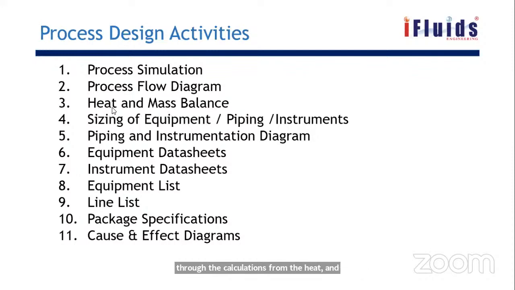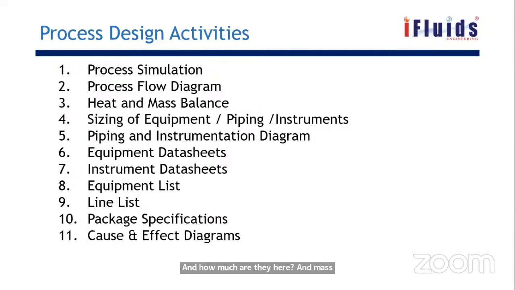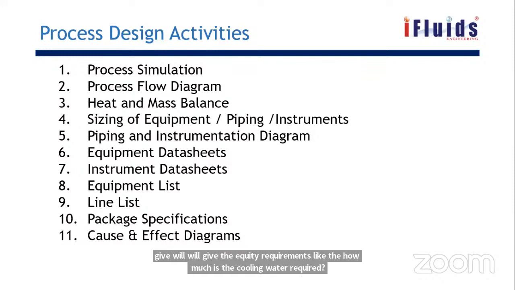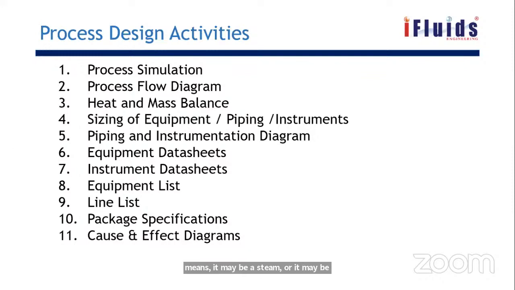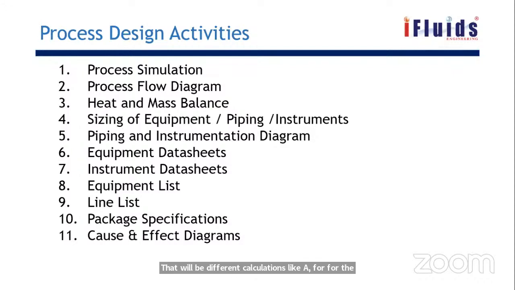The heat and mass balance data will also give the utility requirements, like how much cooling water is required and how much heating media is required. Heating media may be steam or a furnace to heat the content. And in the case of ammonia, there will be a refrigeration system. So we'll be taking the data from the heat and mass balance and then doing the calculations. There will be different calculations, and those will be discussed at a later stage.